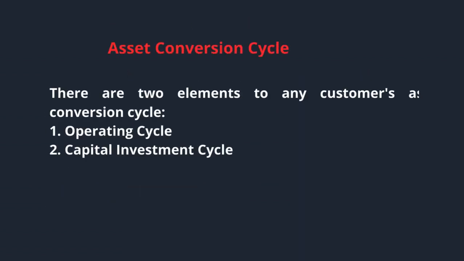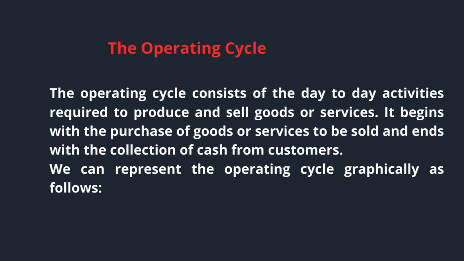There are two elements to any customer's asset conversion cycle. 1. Operating cycle. 2. Capital investment cycle. The operating cycle consists of the day-to-day activities required to produce and sell goods or services. It begins with the purchase of goods or services to be sold and ends with the collection of cash from customers. We can represent the operating cycle graphically as follows.